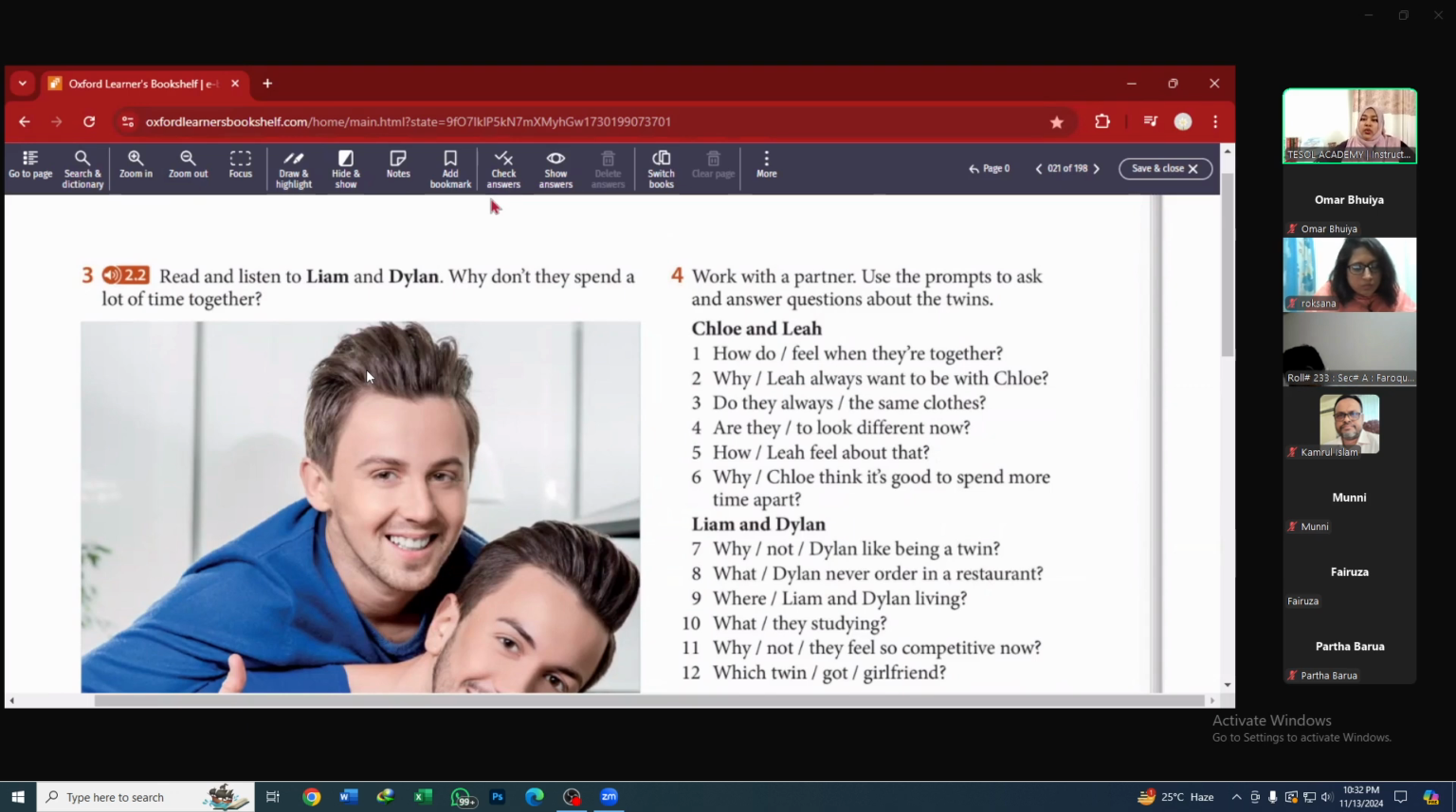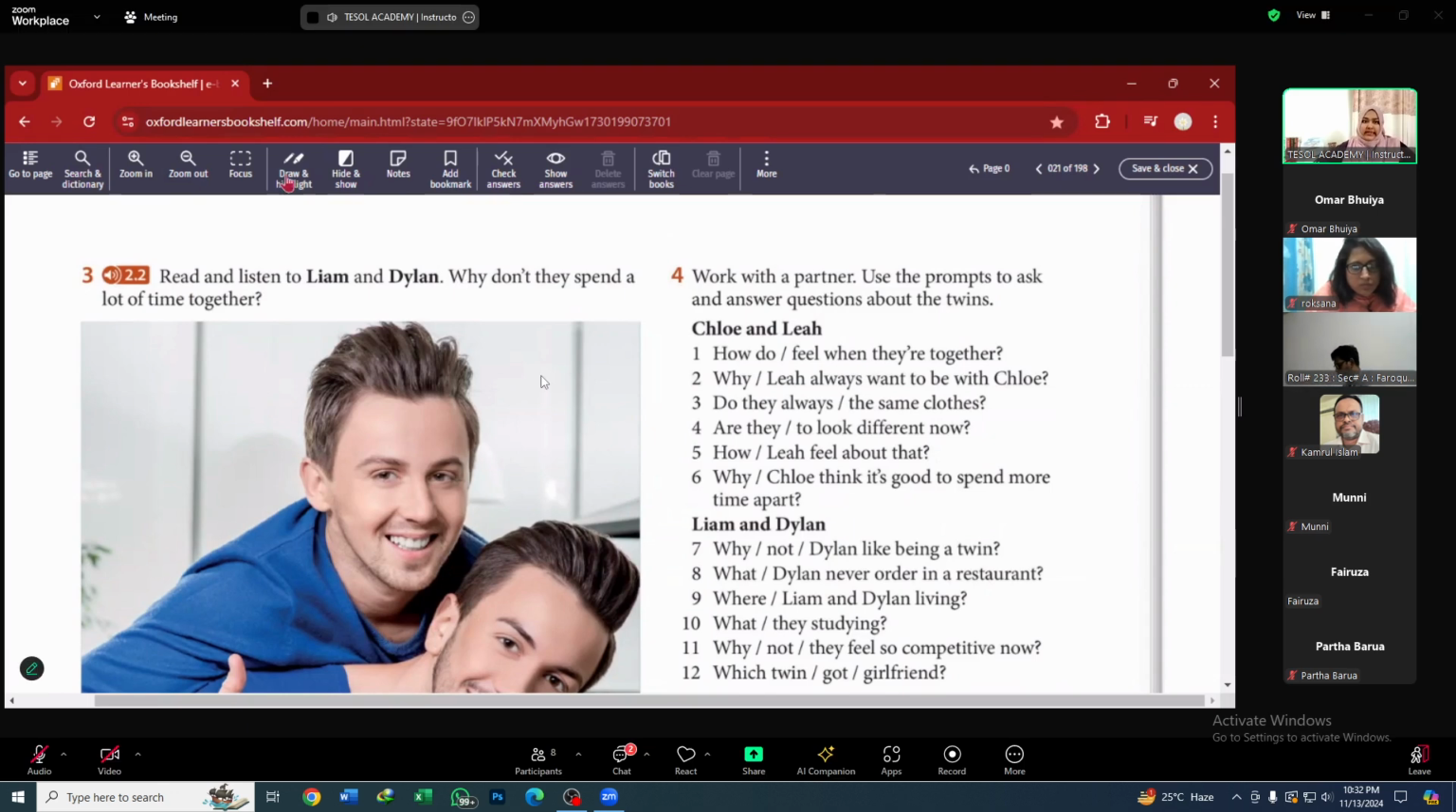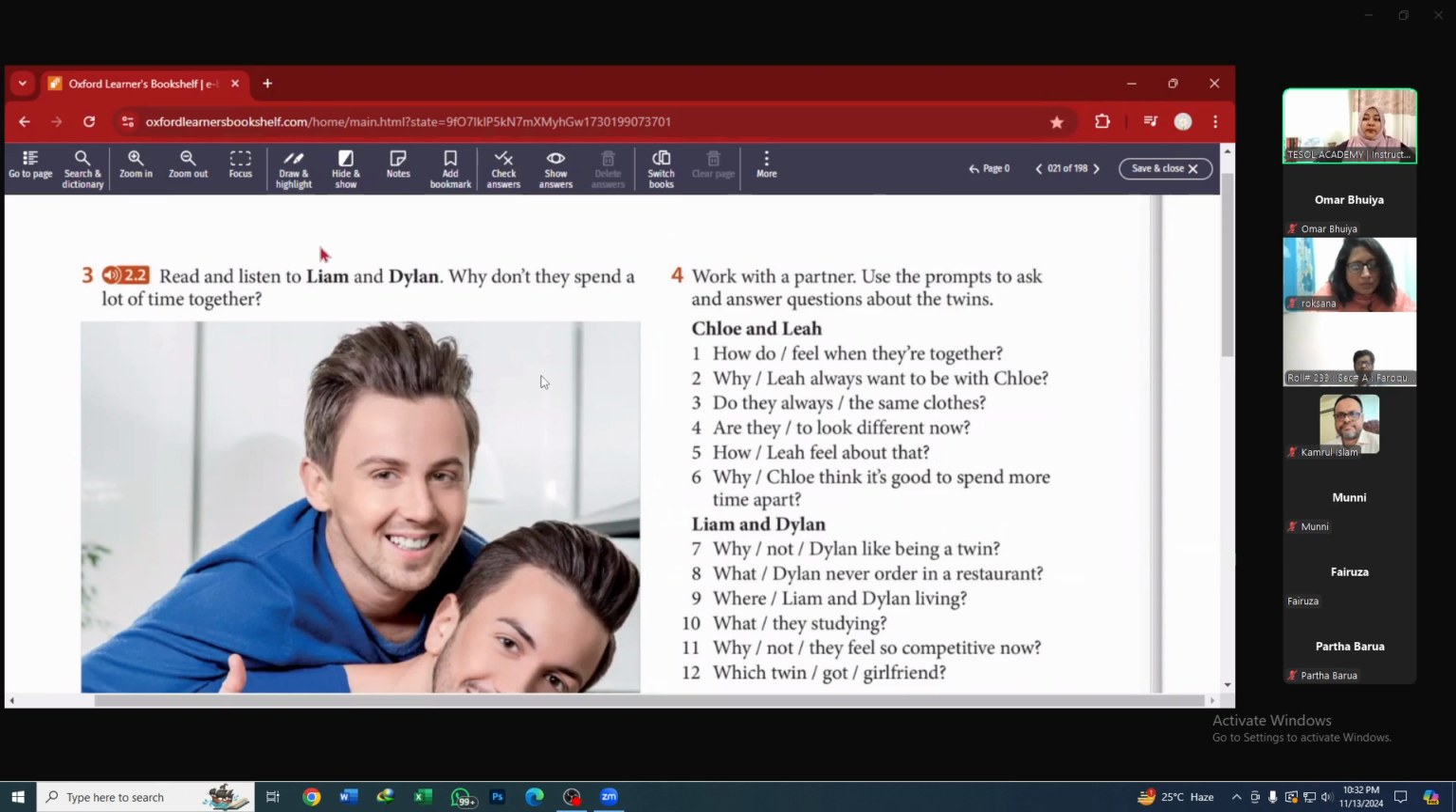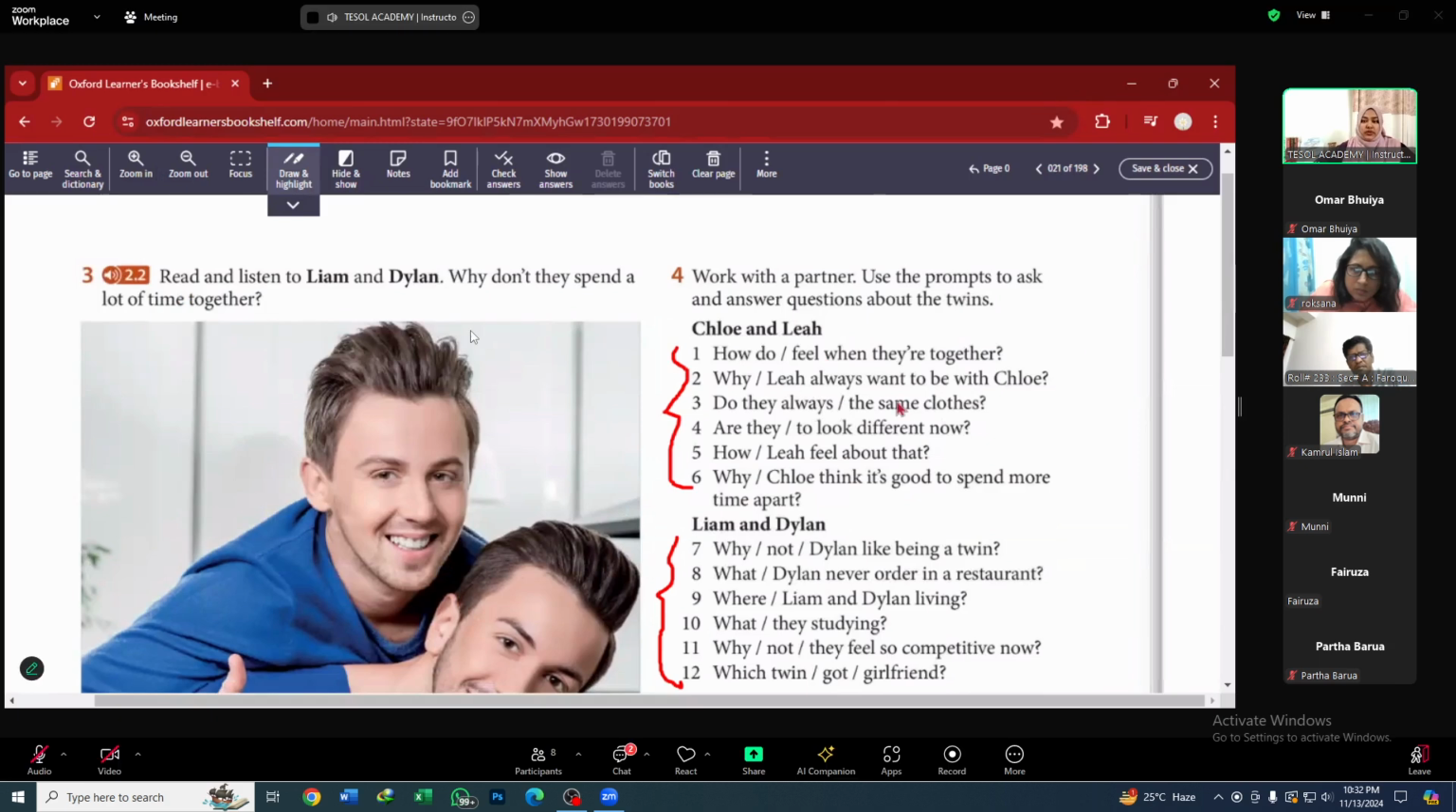Okay, so work with a partner. We'll do that later. Before that, we'll work on our own. That is, use the prompt to ask and answer questions about the twins. So we have 6 questions given here about Chloe and Leah, and 6 questions given here about Liam and Dylan. First we'll be doing the first 6, that is about Chloe and Leah.